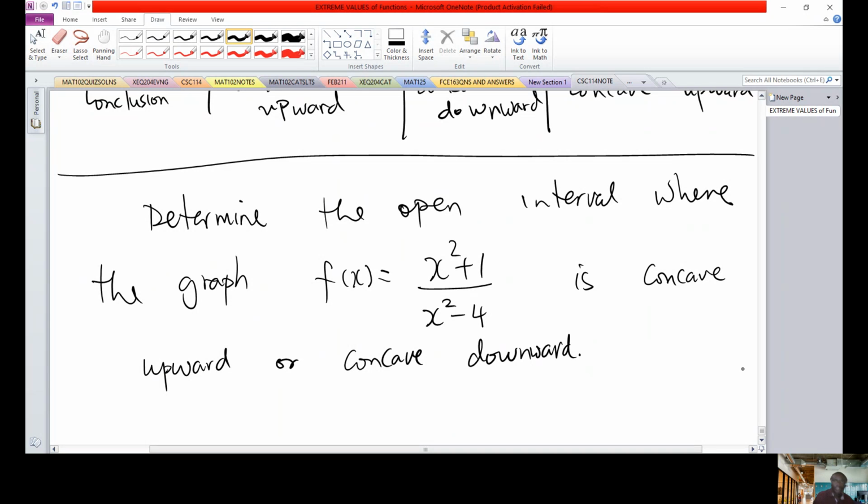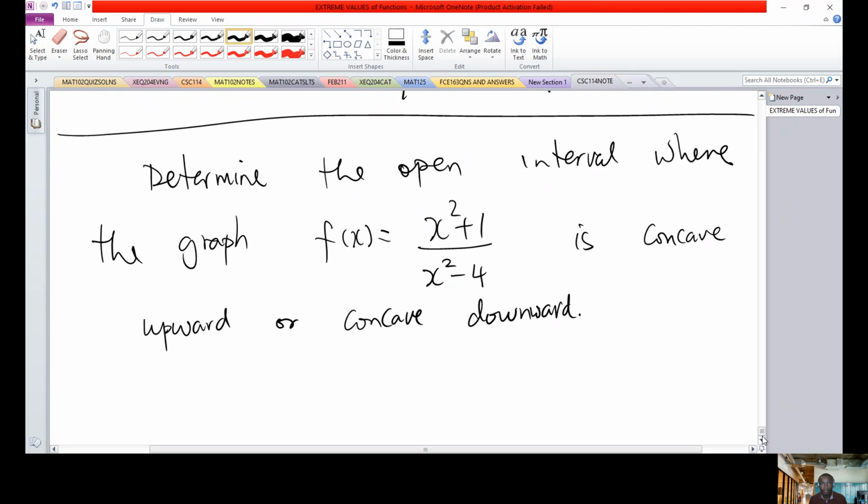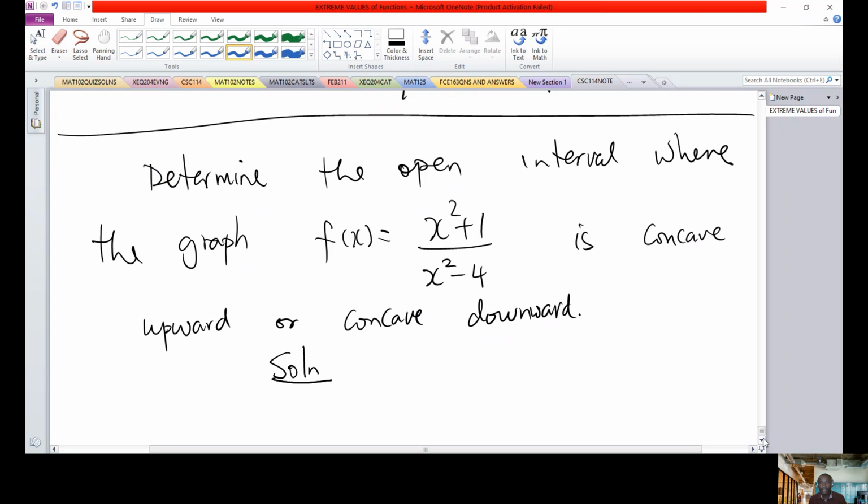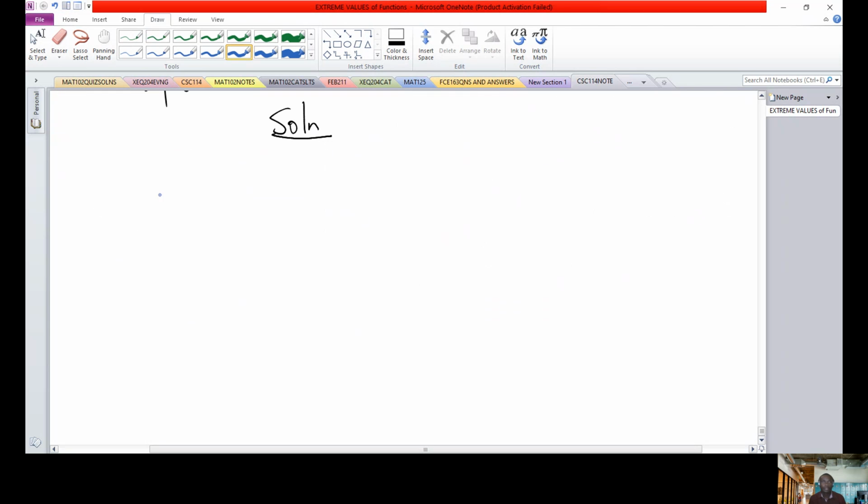So determine the open interval where the graph is concave up or concave down. We get the first and second derivative to help us identify the intervals. So, solution. We start by getting the first and second derivatives of the function.